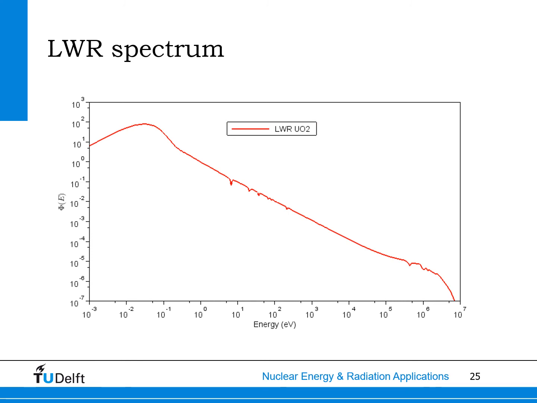In this plot, I have shown a neutron spectrum, which is the flux per unit energy of a light water-cooled nuclear reactor with uranium oxide as a fuel. The temperature of the moderator is 293 Kelvin in this case. This is sometimes also called room temperature.